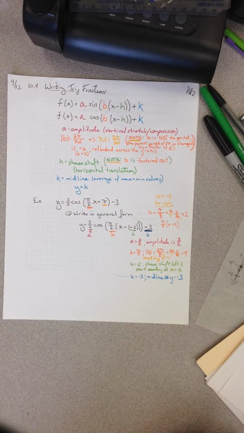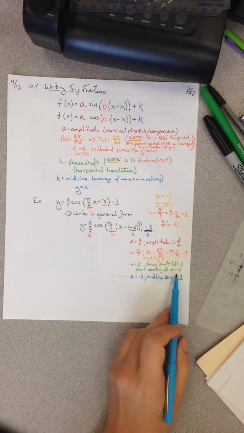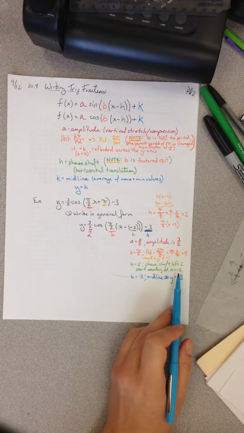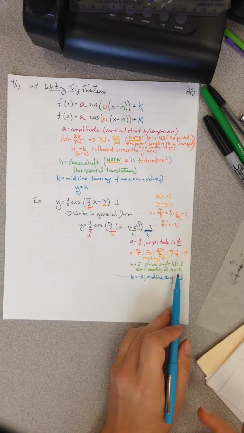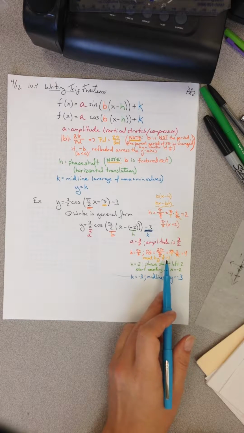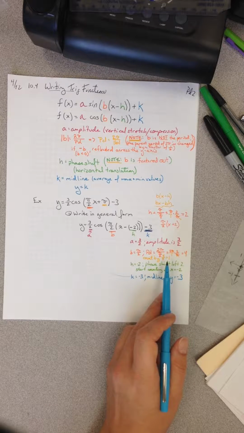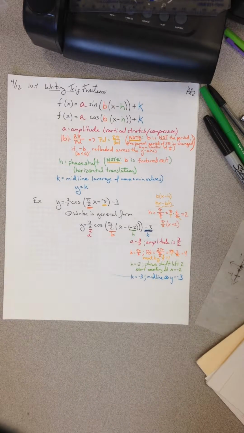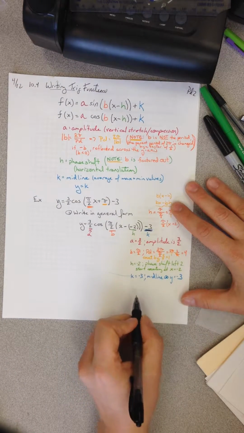So if we wanted to make an XY table for this, where would we start counting? We're going to start counting at h, so we're going to start counting at -2. And we're going to count by intervals of 1, because that's 1/4 of the period. And all of our big points are going to happen at every 1/4 of the period. So the XY table that I'm going to create is going to look something like this.